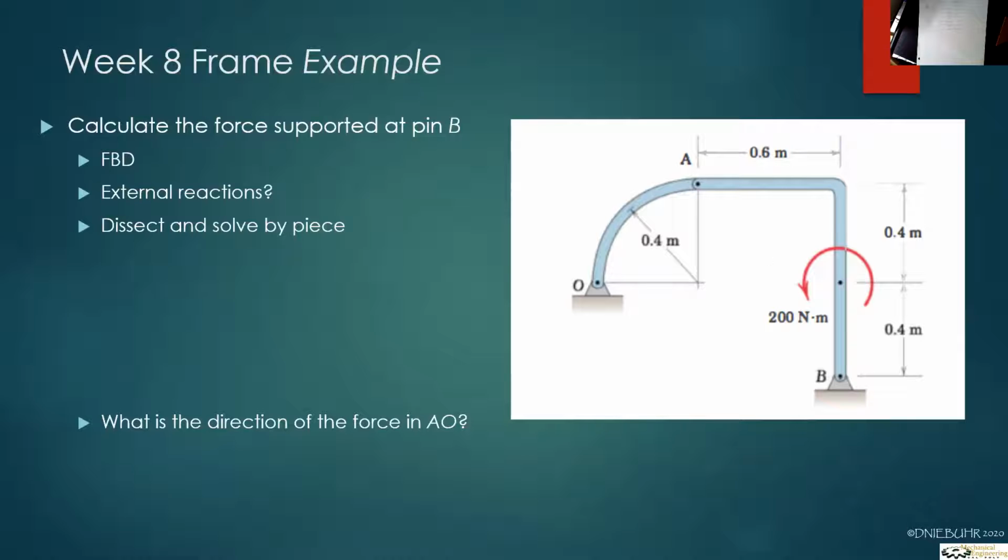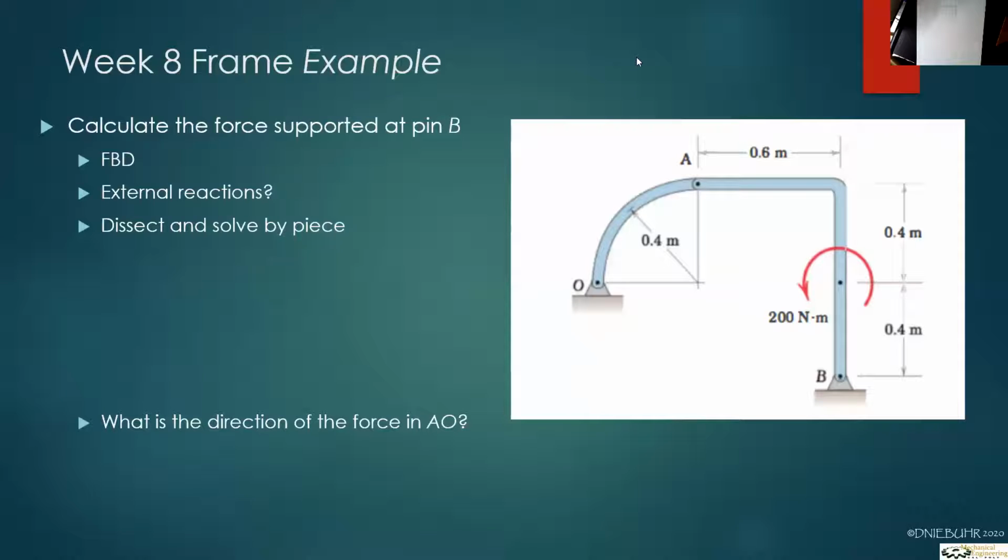So when you look at a frame example, there's a couple of things you want to think about when you're doing these problems. Normally with a frame, you can find the reactions. If you can find the external reactions, in this case O and B, then you would. But the caveat is that it depends if you need them or not. Each frame problem is unique in terms of what you're being asked to find. For example, in this one, you're to calculate the forces supported at pin B. So all we care about is what the reaction is at B.